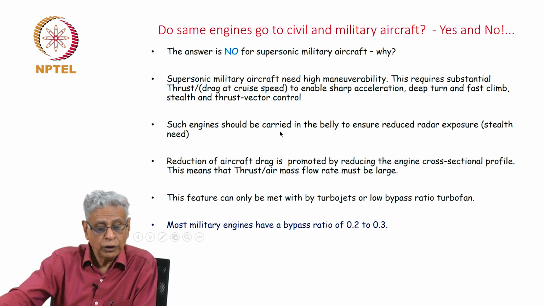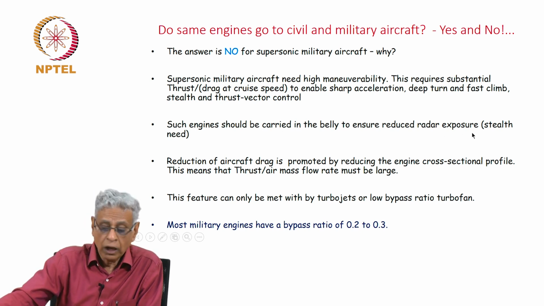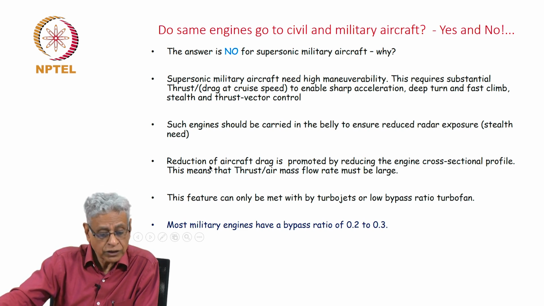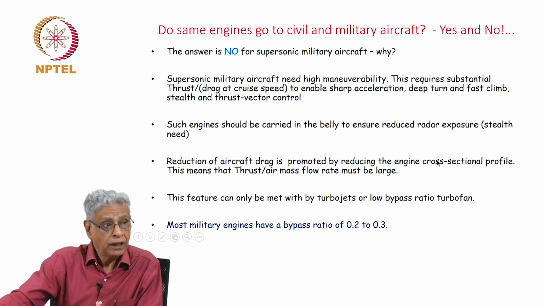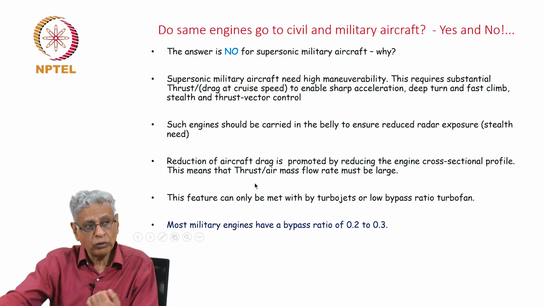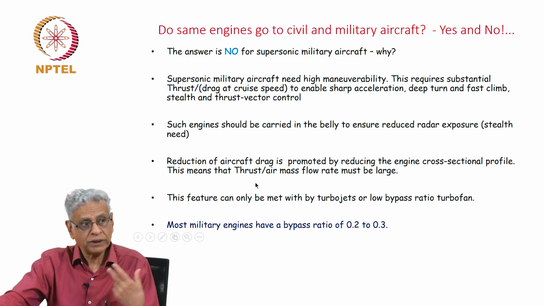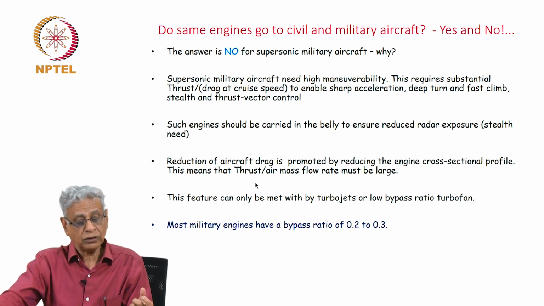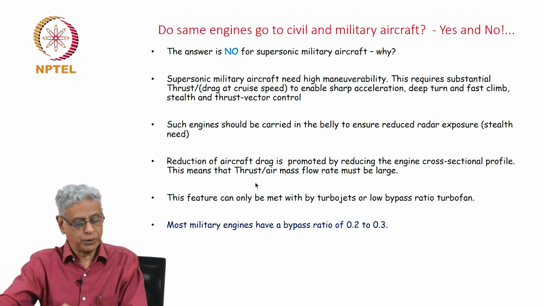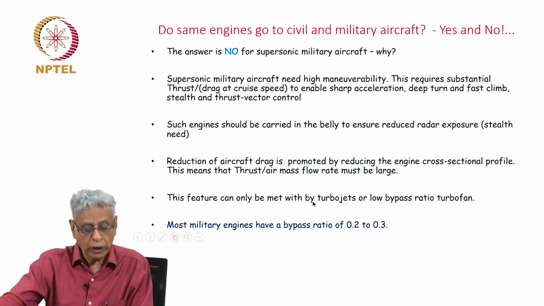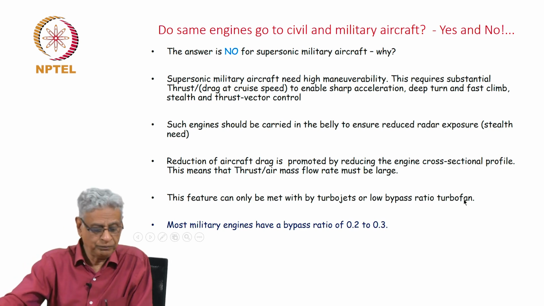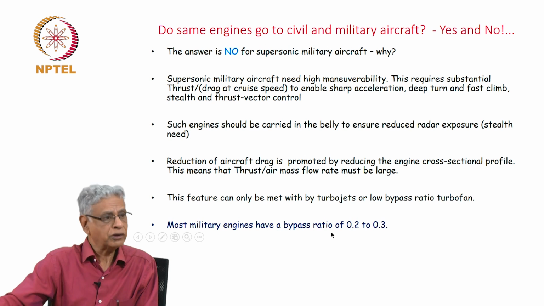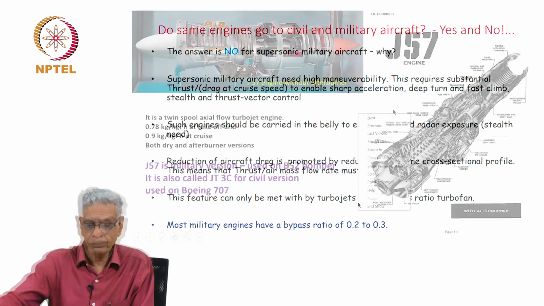Such engines should be carried in the belly to ensure reduced radar exposure, called stealth need, and reduction of aircraft drag is promoted by reducing the engine cross-sectional profile. This means that for the same amount of airflow that you ingest, you must get a larger thrust. So, the thrust to airflow rate must be large. This feature can only be met with turbojets or low bypass ratio turbofans. Most military engines have a bypass ratio somewhere between 0.2 to 0.3.